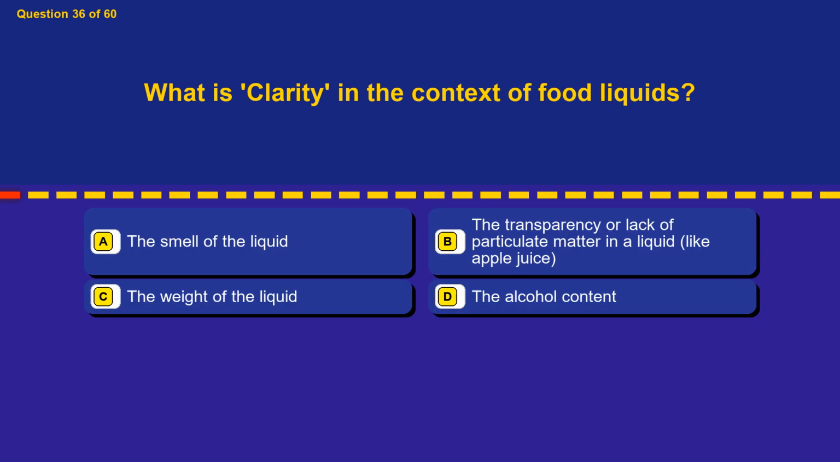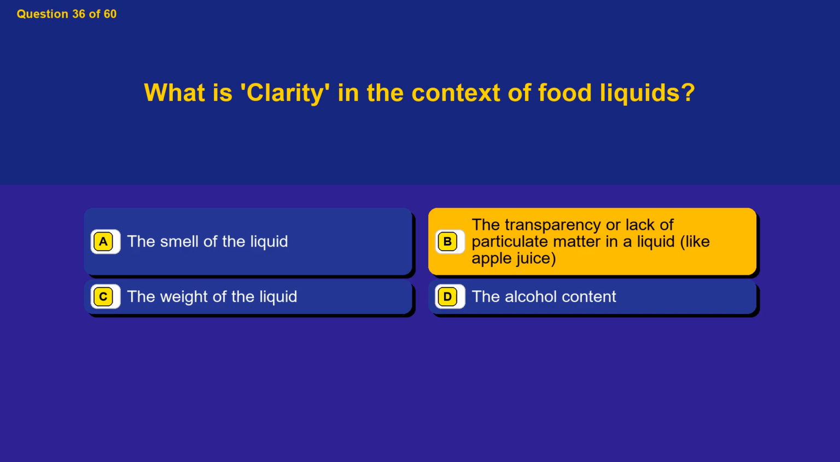Question 36. What is clarity in the context of food liquids? Option A, the smell of the liquid. Option B, the transparency or lack of particulate matter in a liquid, like apple juice. Option C, the weight of the liquid. Option D, the alcohol content.